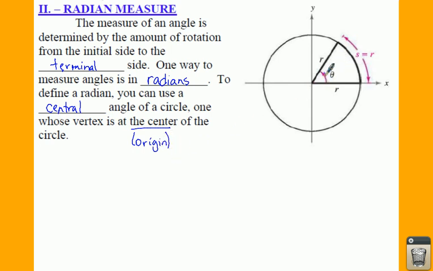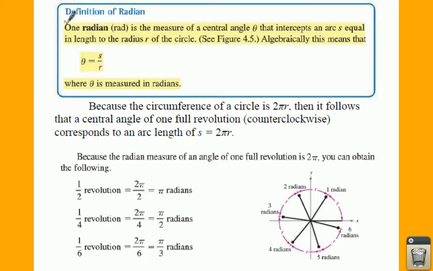So this is your theta. Theta is how you measure radians or degrees. So if r is your radius, and s is your arc length, we're going to determine arc lengths later as well. Alright, definition of radian. 1 radian, or you might abbreviate to rad, is the measure of a central angle theta that intercepts an arc s equal to the length of the radius r of the circle. So algebraically, theta equals s over r, where theta is measured in radians.